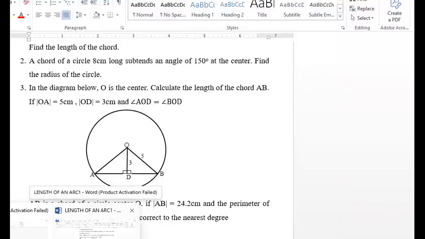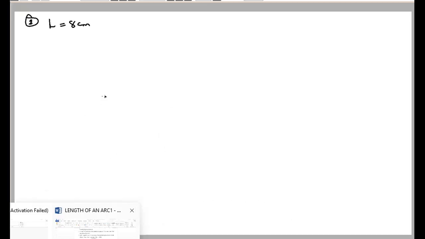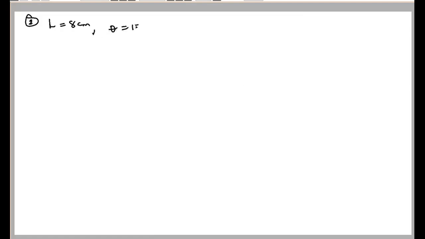Subtends an angle of 150 at the center. Find the radius. So the theta here is equal to 150 degrees. To find the radius, which we don't know, this is a problem on length of a chord. So write down your formula, please.